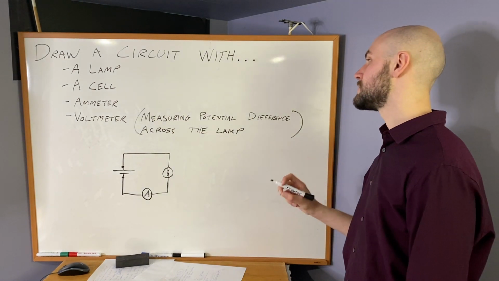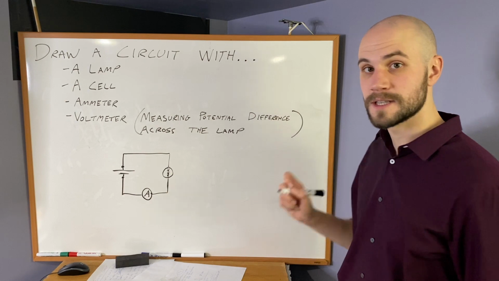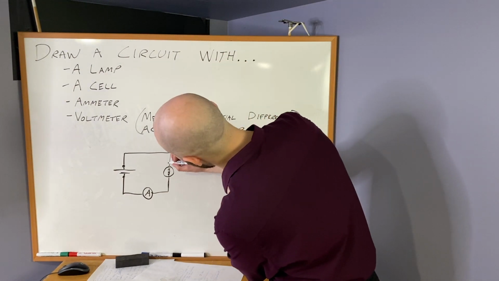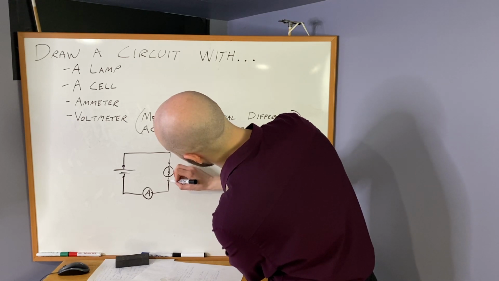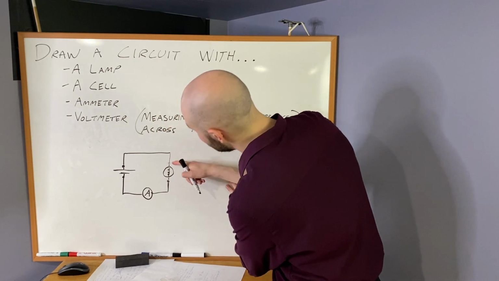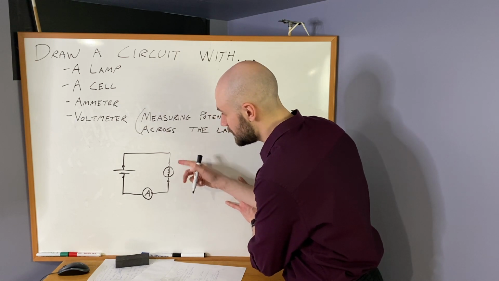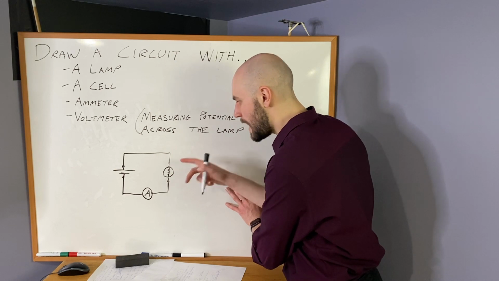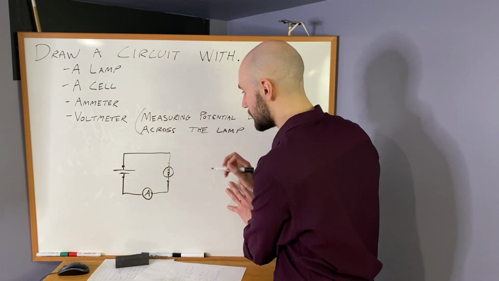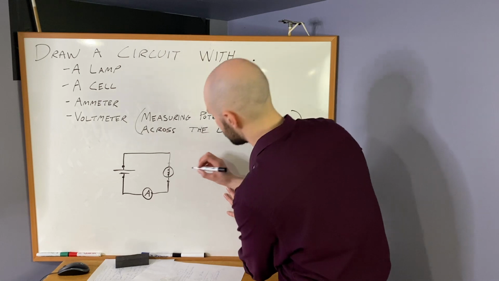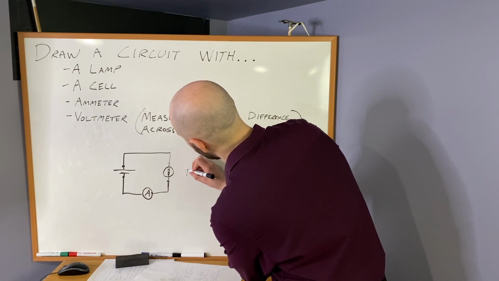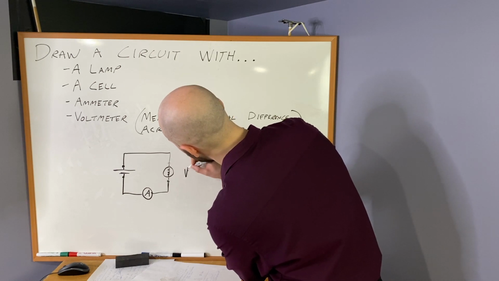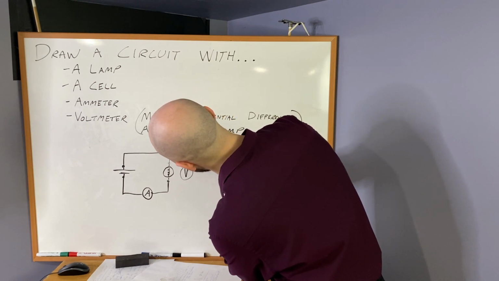We need a voltmeter to measure the potential difference across the lamp between the two different points. So I want the potential difference from here to here. There will be a difference in potential in these two points. There will be a voltage across this lamp. And we'll understand why in a future lesson. But for now, we just want to set up our circuit. We could put a voltmeter right here. Voltmeters need to look at these two different points.